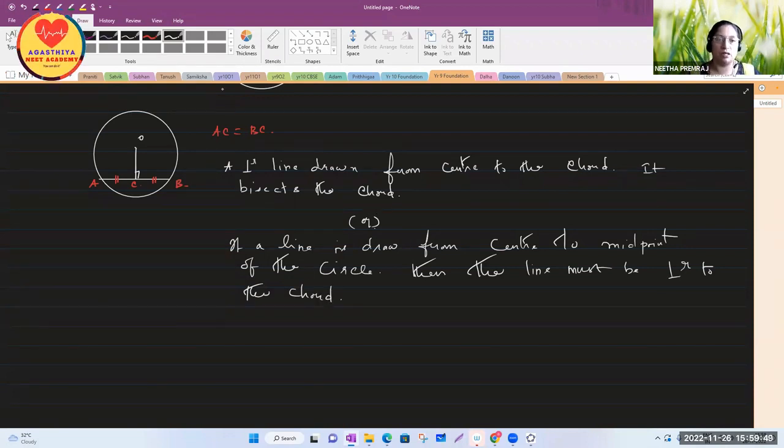One way, what can we say? If you draw a perpendicular line from the center to the chord, what does it do? It bisects the chord. Another way, what can we say? If you draw a line connecting the center to the midpoint of the chord, it must be perpendicular to the chord. Okay, make a note of it.